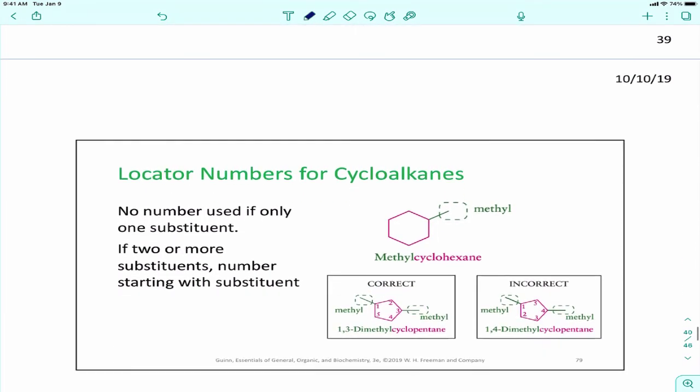Now, how do you deal with a ring structure if you have substituents? If there is one substituent, no number is necessary because we assume that's going to be carbon 1. But if you have two or more substituents, we number starting with the substituent that gives lower numbers to all substituents.